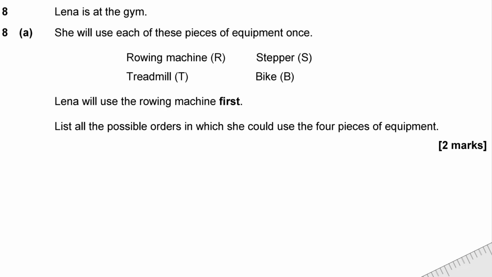Okay, so we know she must start with the row machine. So let's just go through and write down the other possibilities after that. So she could then use the stepper, the treadmill, and then the bike. I'm just writing it down in the order that they're on the page. Now, keeping R the same, let's also keep S the same and switch around B and T. Okay, so that's another possible combination.